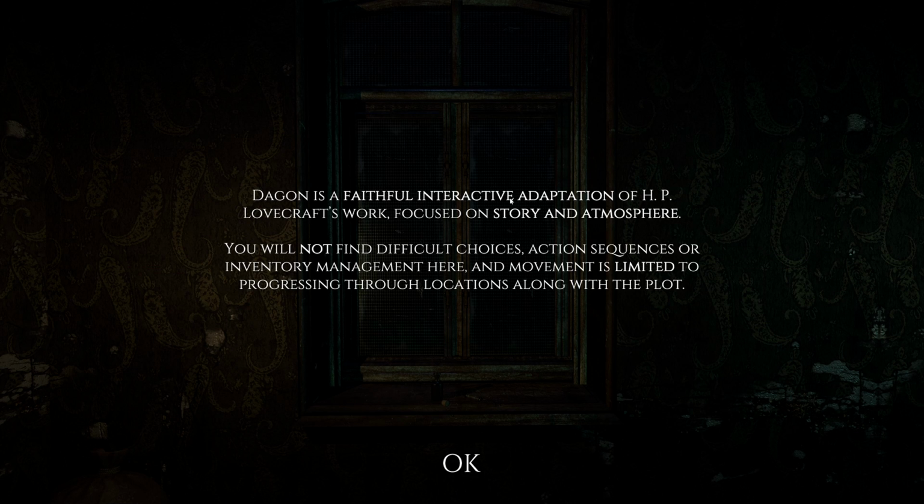Dagon is a faithful interactive adaptation of H.P. Lovecraft's work, focused on story and atmosphere. You will not find difficult choices, action sequences, or inventory management here, and movement is limited to progressing through locations along with the plot.